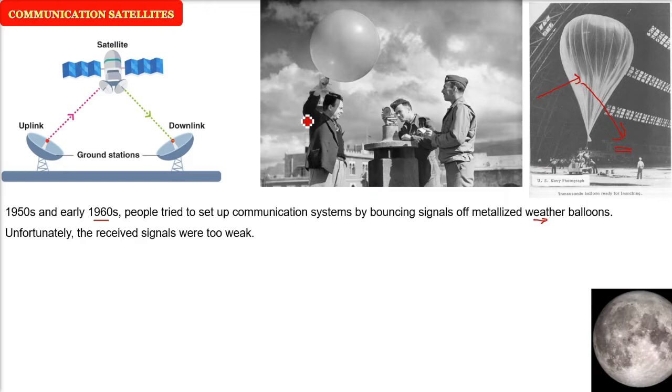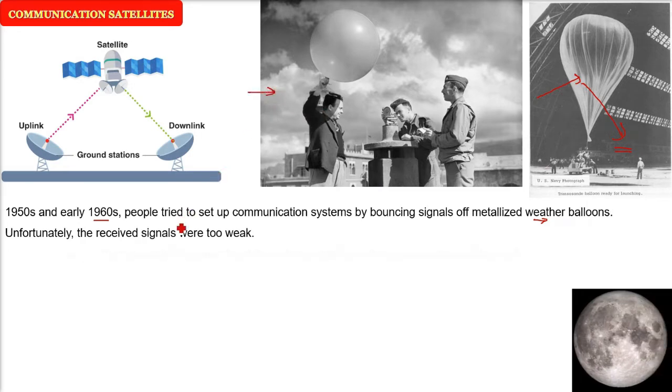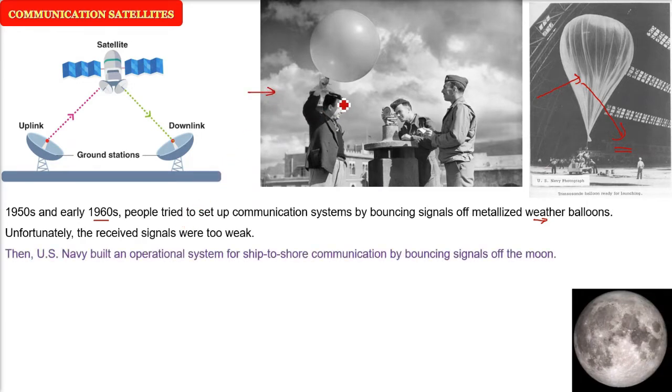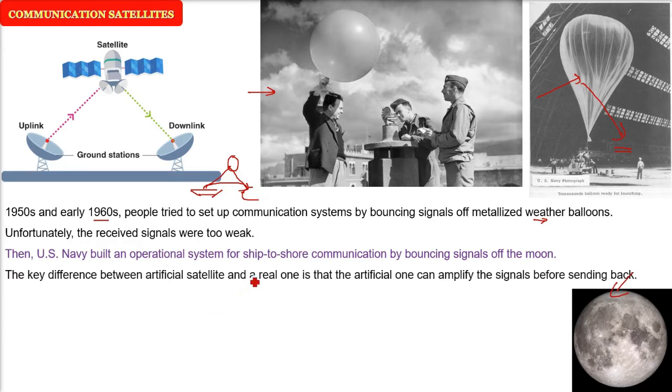Now you see here, the moon. Now comes the US Navy. The US Navy built an operational system, a proper operational communication system between ships in the water and the shore, that is the land. They built an operational system for ship-to-shore communication by bouncing the signal off from where? From the moon, the natural satellite.